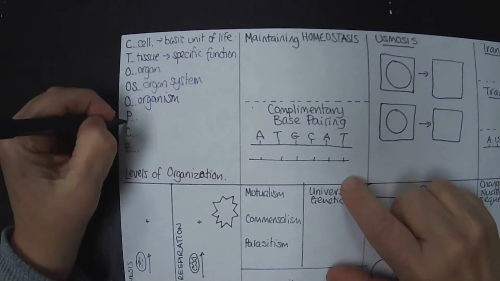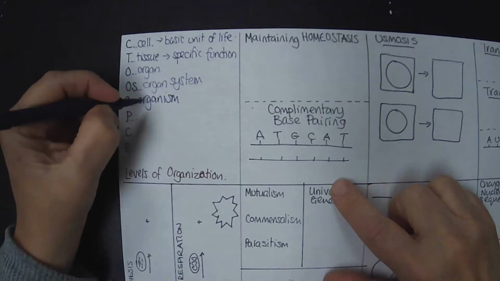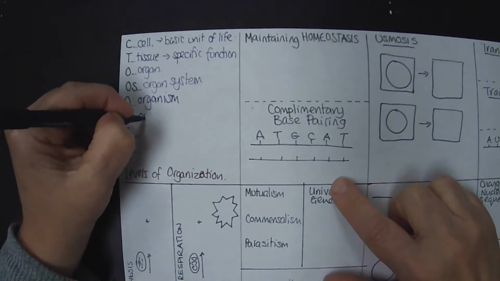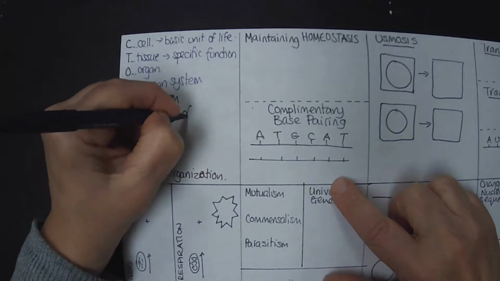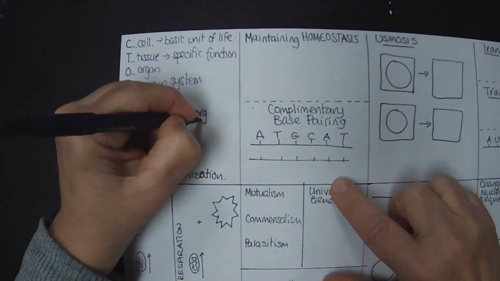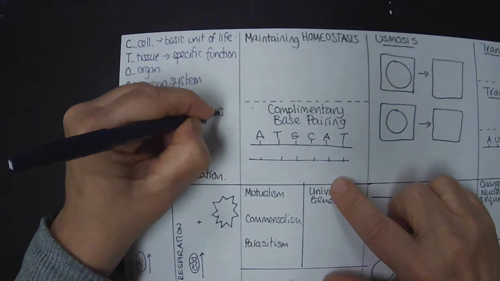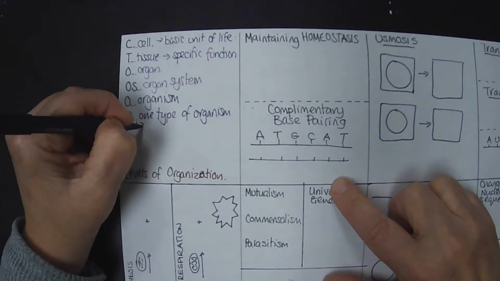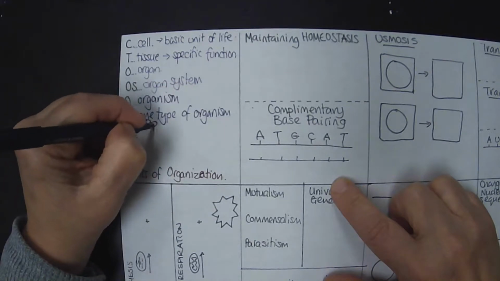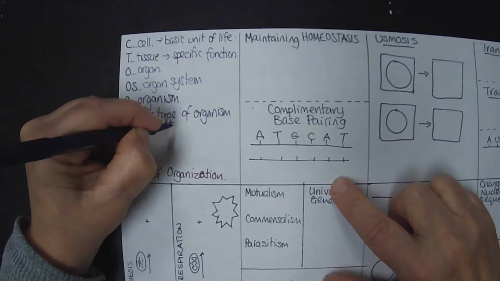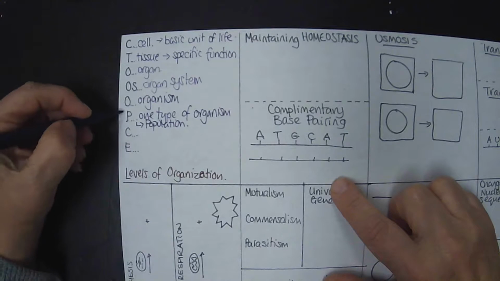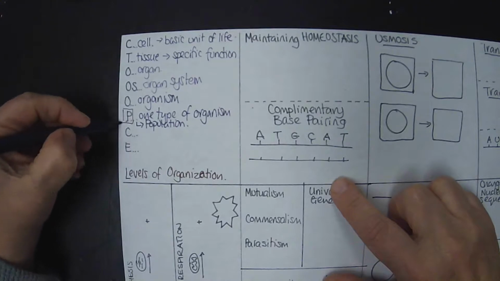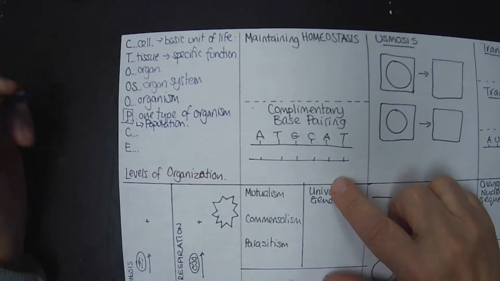The next level is all of one type of organism, and that is a population. So it's just one type of organism, one species of organism. And remember, evolution happens at the population level.